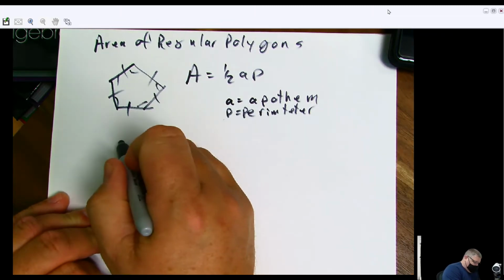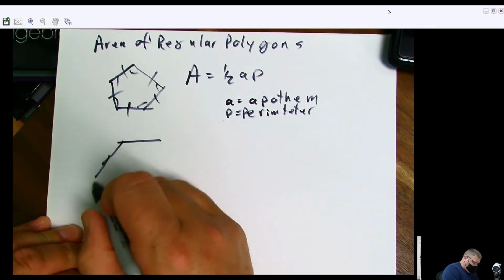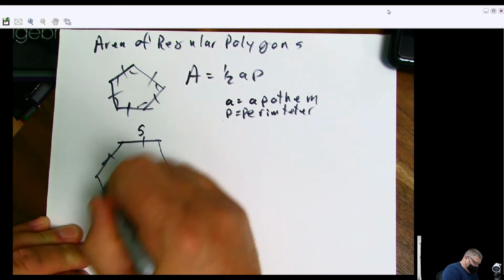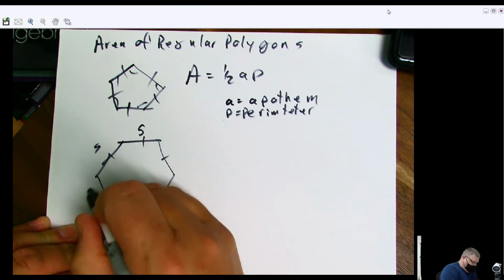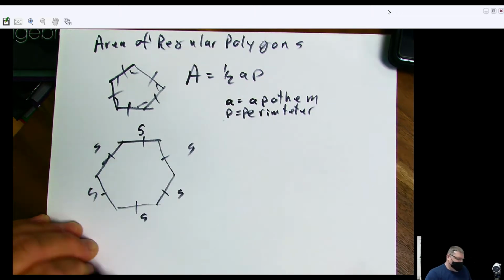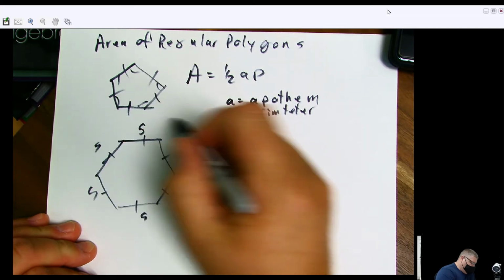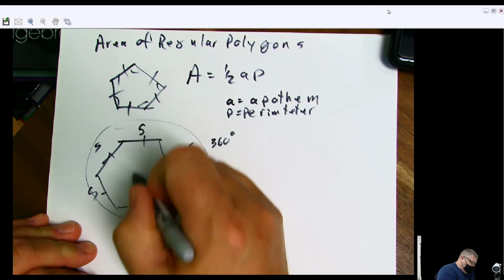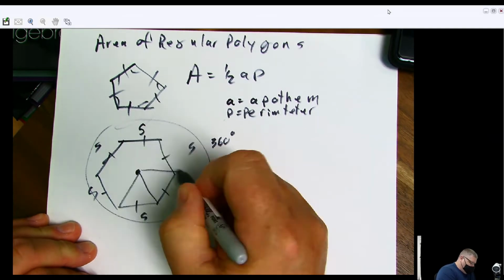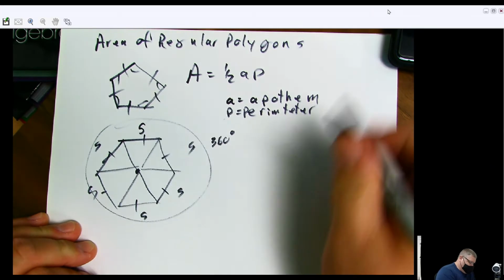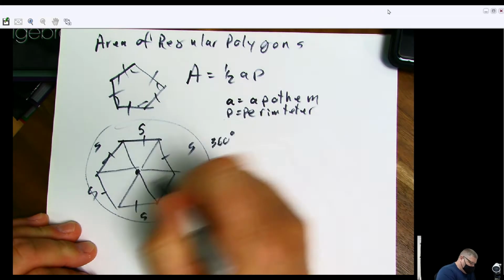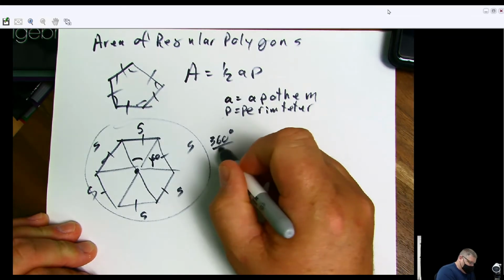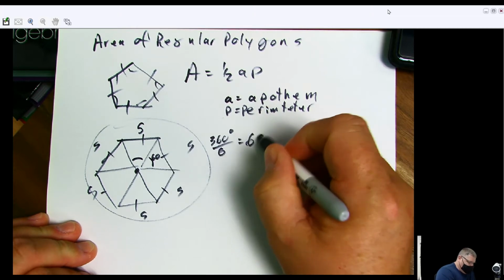So, for example, if I have a hexagon, and that hexagon has a side of 5, but we know it's regular, that means all sides are going to be 5. Now, we also know that all the way around a figure is 360 degrees. And in a hexagon, it breaks into 6 different triangles. So each triangle has a 60-degree angle at the top. So 360 divided by 6 is 60 degrees.